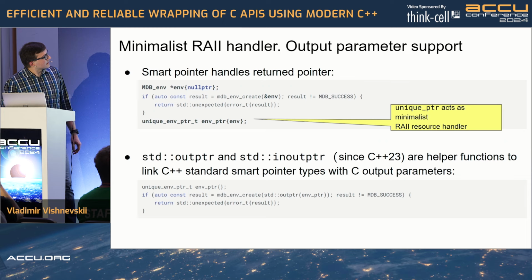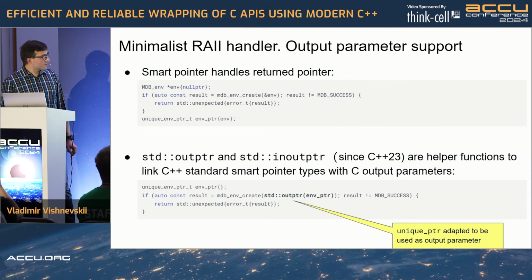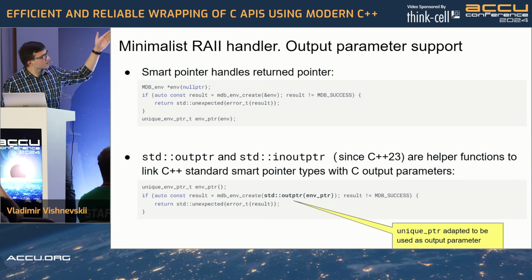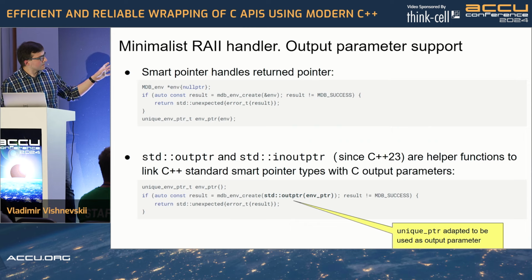Since C++23, we now have helpers that simplify this a bit. We have out pointer and in-out pointer adapters that produce an object of a type that is compatible with a pointer to pointer. That means that we can pass it directly to the function, and this makes the code shorter. We also do not have a gap where we still have a pointer that is not under the control of our handler.